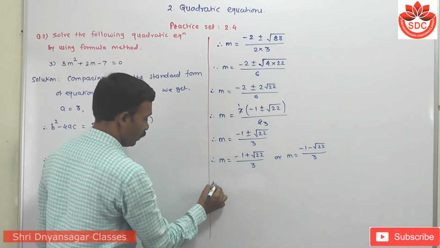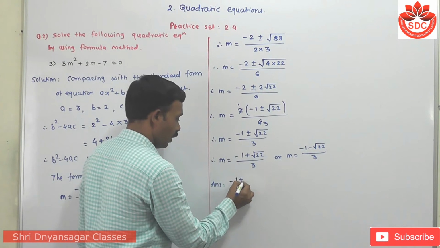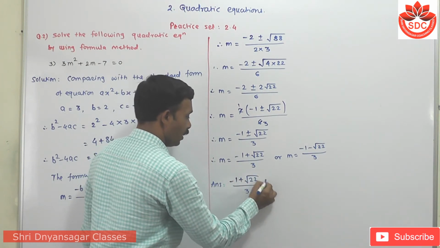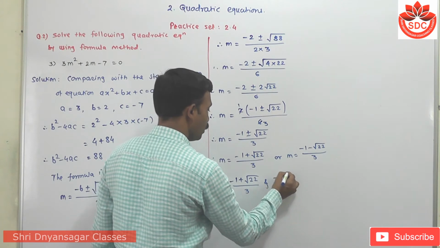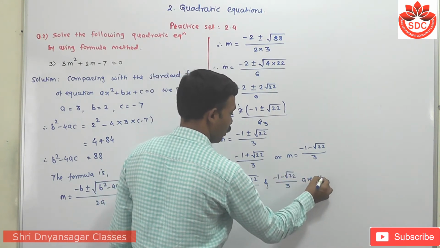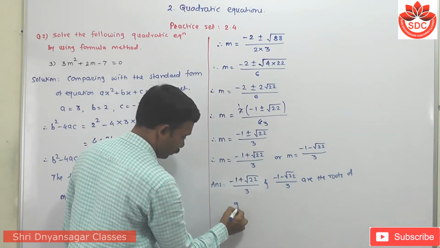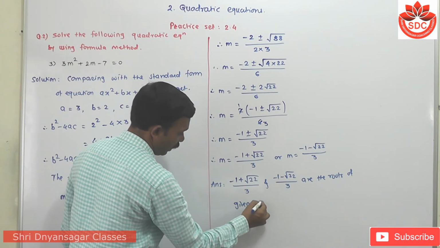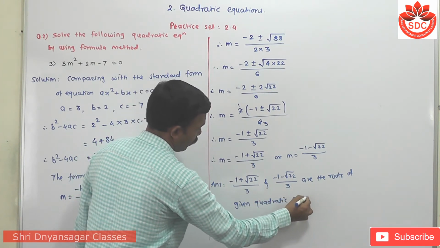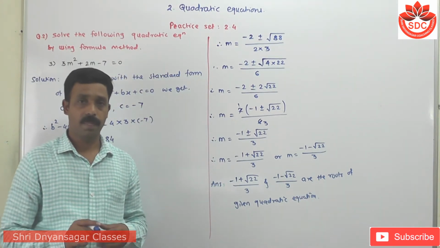Therefore the answer in a full sentence: Minus 1 plus root of 22 upon 3 and minus 1 minus root of 22 upon 3 are the roots of the given quadratic equation. Can you understand this question? Okay, we see the next one.